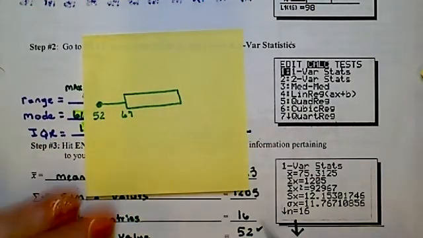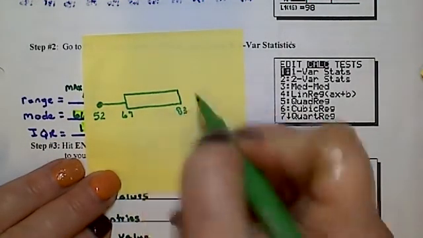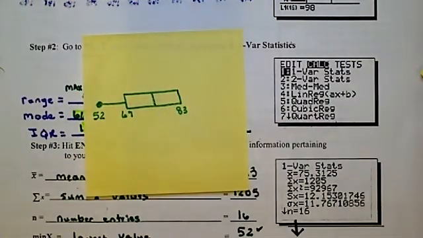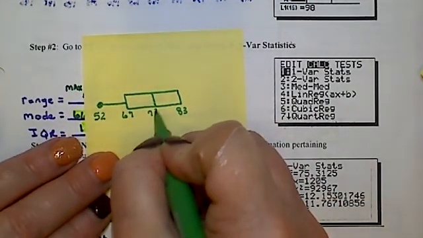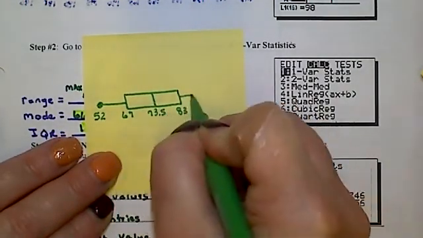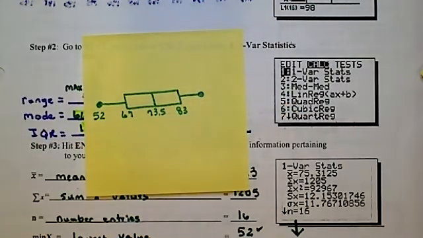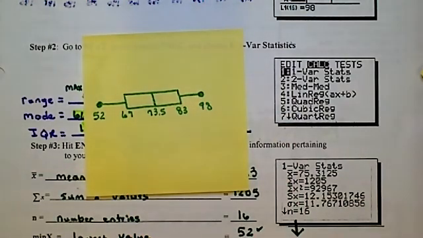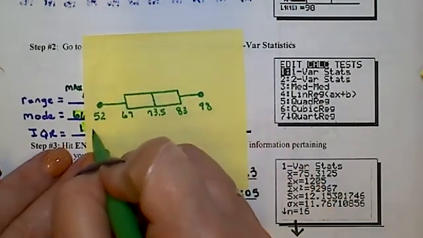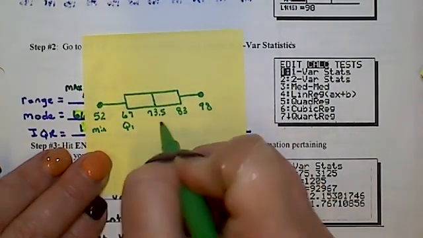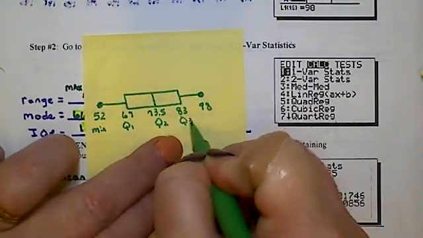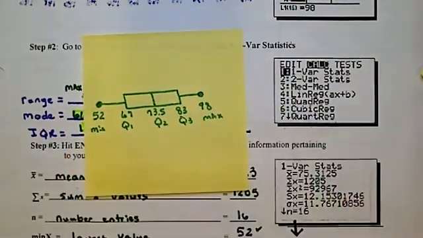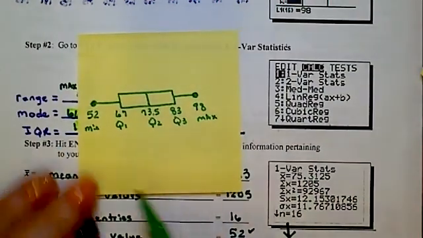Then we have Q3, which is 83. In the middle, you have a median of 73.5. And then your high value is going to be 98. So when you graph that on the number line, just make sure that you put your minimum, Q1, Q2, Q3, and max. Because my paper got messed up with those arrows a while ago, I wanted to go through it one more time.